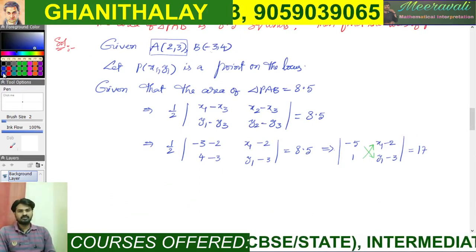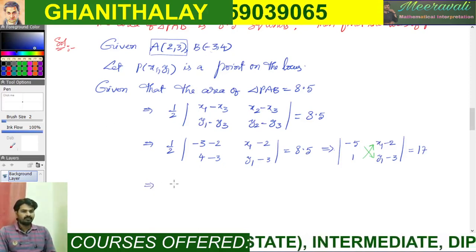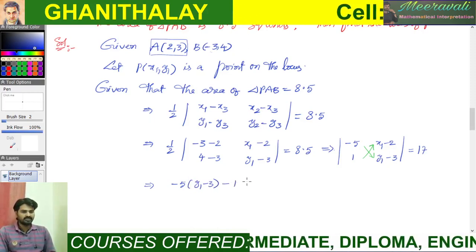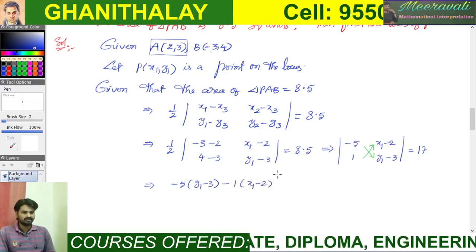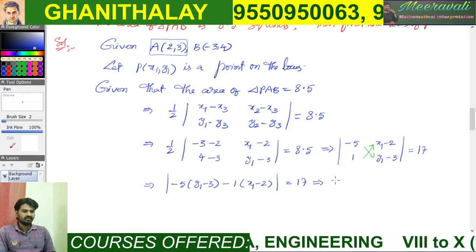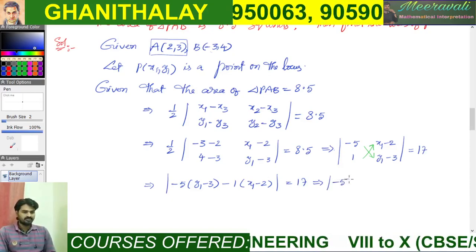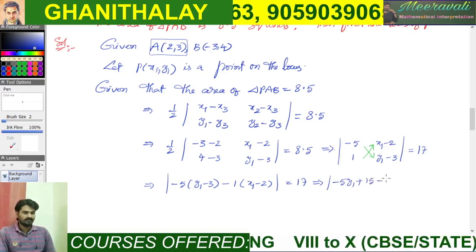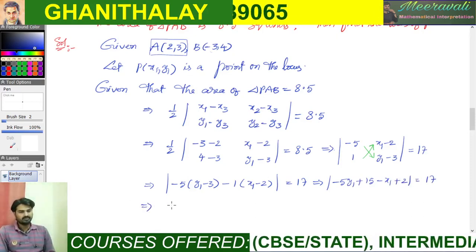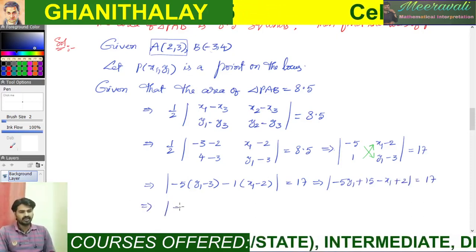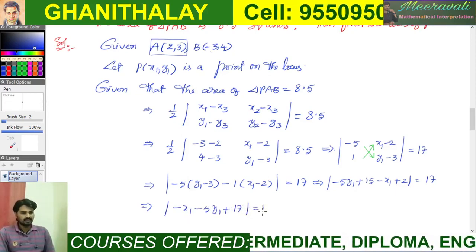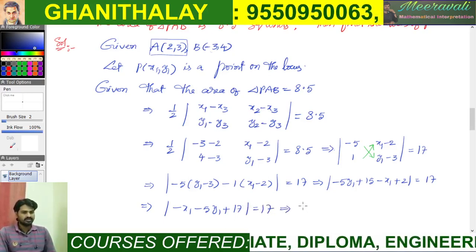Okay. Now what will you get here? Minus 5 into y1 minus 3. While you are going to the upward direction, keep the negative. 1 into x1 minus 2, modulus, is equal to 17. So here you are going to simplify: mod minus 5y1 plus 15 minus x1 plus 2 is equal to 17. So simplifying the modulus value, first you have to write minus x1 minus 5y1 plus 17 is equal to 17. Now removing the modulus value, what will you get here?